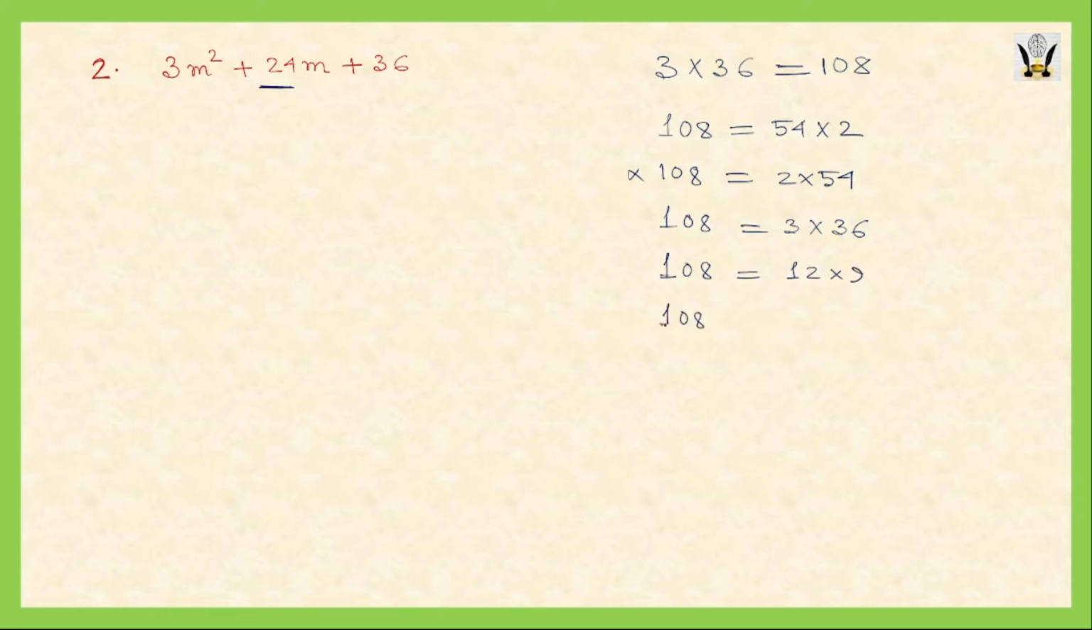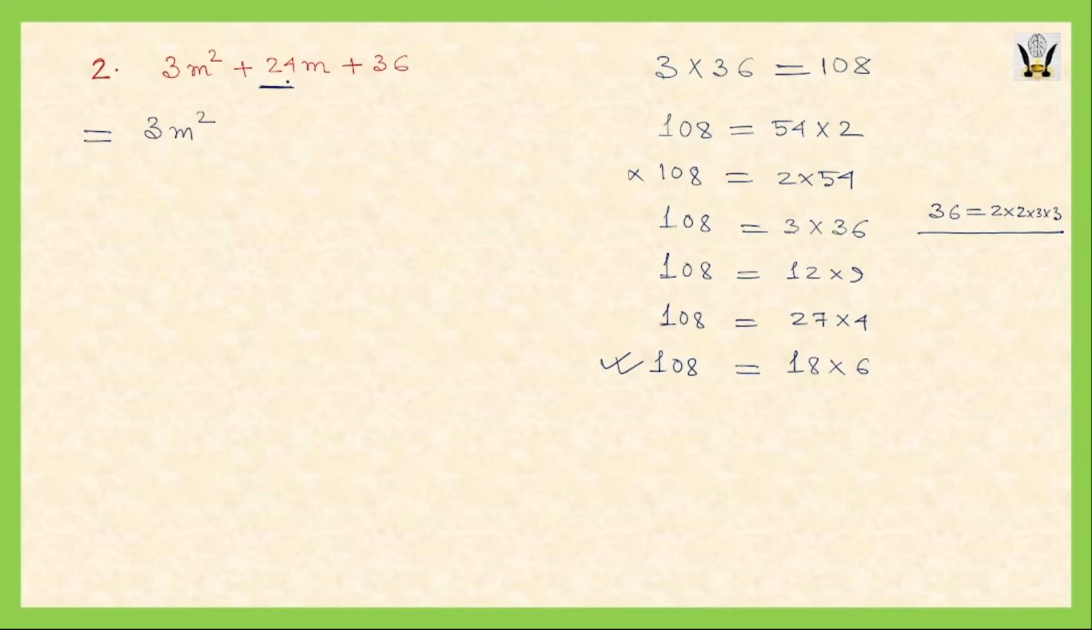Again, 108 can be expressed as 27 multiplied by 4 or 4 multiplied by 27. Then 108 also can be expressed as 18 multiplied by 6 or 6 multiplied by 18. Now among these 5 combinations, if we consider this combination, then here we can express this algebraic expression like this: 3m square.